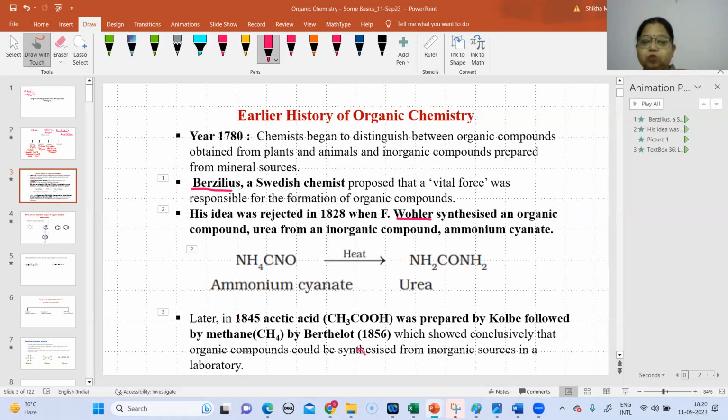The second compound to be prepared in the laboratory was acetic acid by Kolbe, and then methane by Berthelot. These are the four or five scientists whose names you must remember. And a question may be: after urea, name the compound which was prepared in the laboratory. These three compounds, urea, acetic acid, and methane, are important from the perspective of competitive exams, or competent learning as NEP says. They are to be remembered in that order only. Clear?